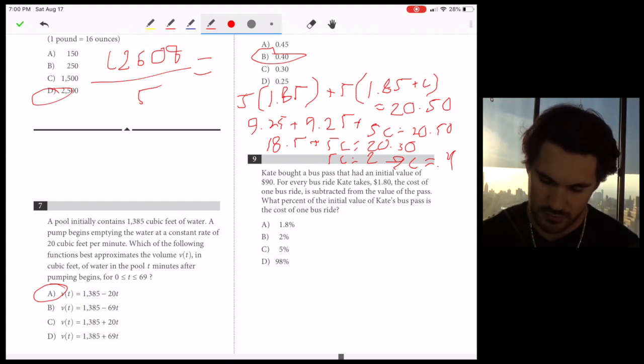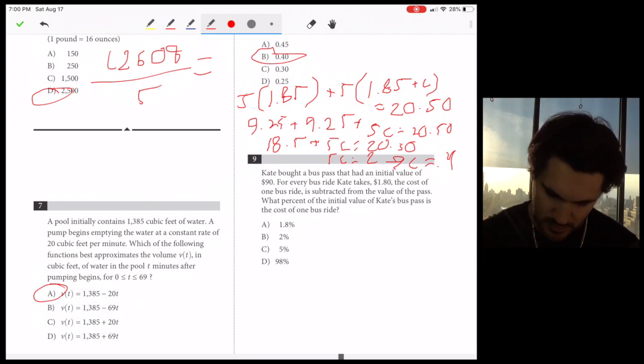Number 9. Katie bought a bus pass that had an initial value of $90. For every ride Katie takes, $1.80, the cost of one bus ride, is subtracted from the value of the pass. What percent of the initial value of Katie's bus pass is the cost of one bus ride? Pretty easy. The cost is $1.80, right? The bus pass is 90, so we do 1.80 over 90. When we do that, that brings us to B, 2%, because it's going to give us a value of 0.02.